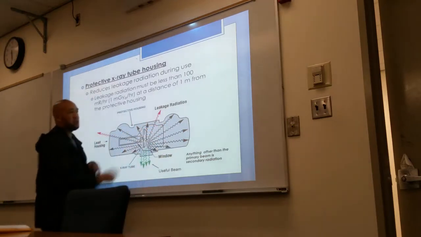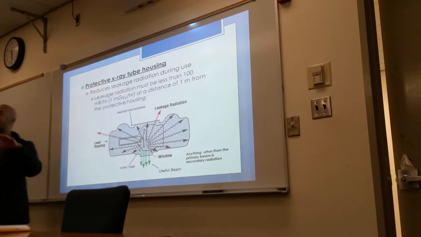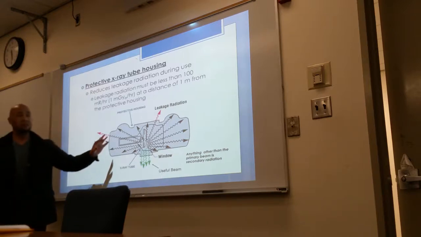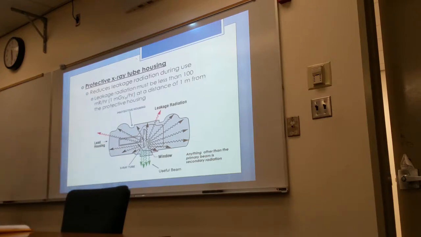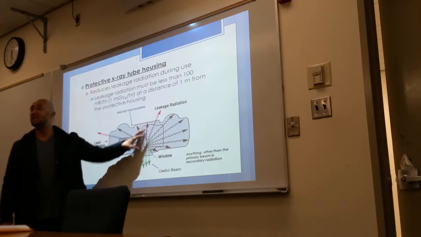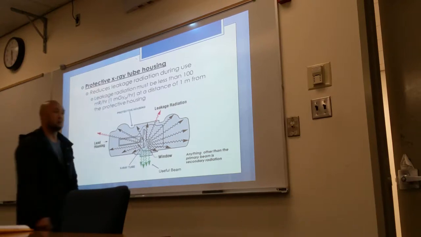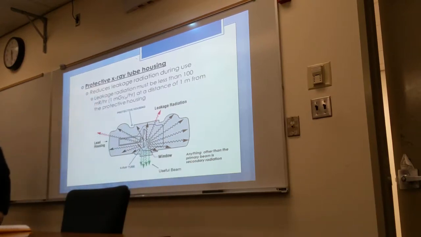The protective housing should be lead lined, right? This is to prevent any type of radiation from leaking out of the housing. However, is there still possibility of radiation being leaked out? Yes. Okay? If you recall, X-rays have many energies. So the weaker ones will be attenuated within the housing while the stronger ones will penetrate through the housing. That's your leakage radiation. What category does that fall under? Secondary. Secondary radiation, okay? So leakage radiation must be less than 100 milli what?